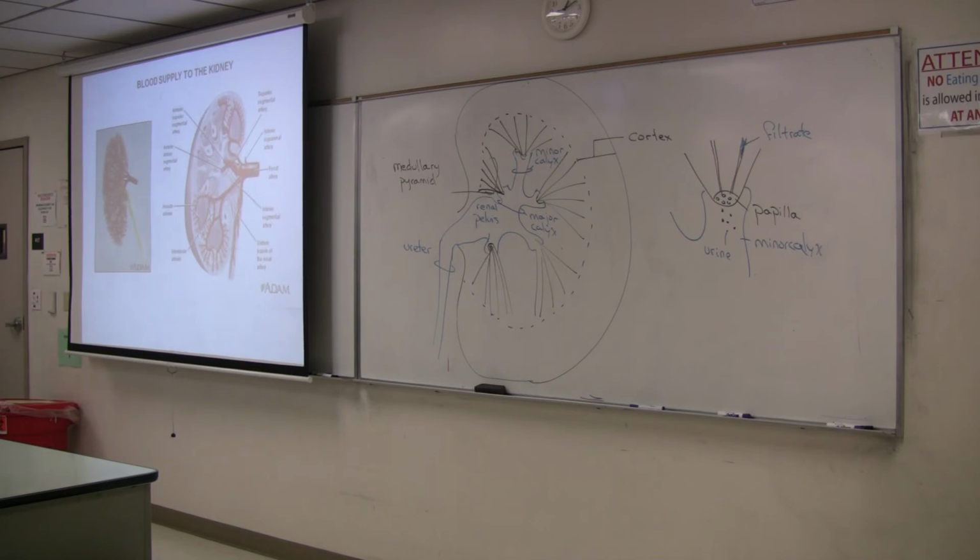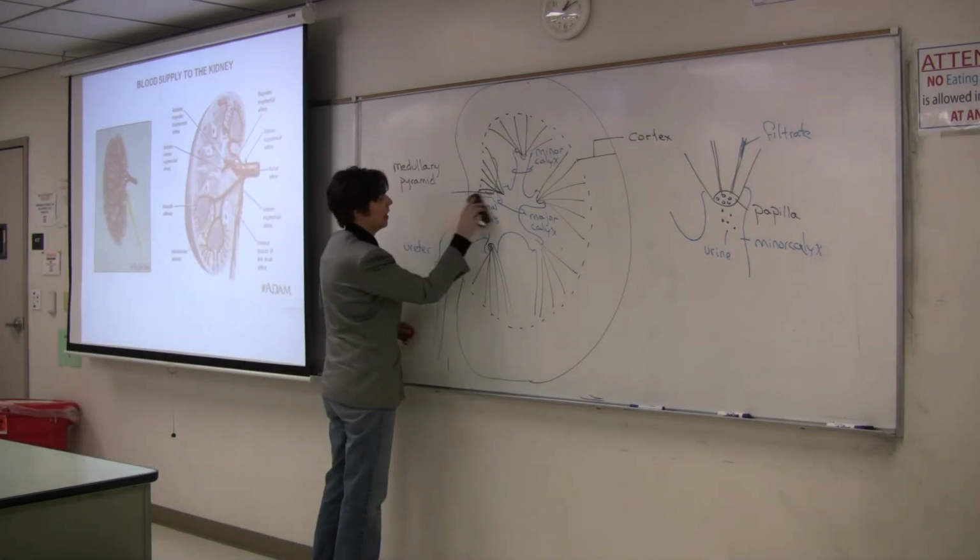So one of the largest branches off of the aorta, in fact the largest branch off of the abdominal aorta, is the renal artery. It's about the size of my thumb, because the entire volume of blood passes into the kidney multiple times a day. So we have a large volume going in.